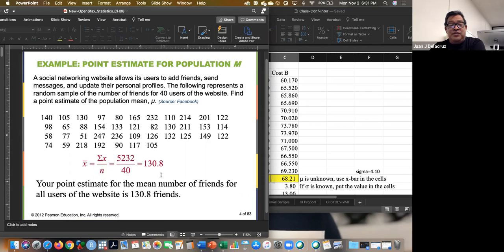So your point estimate for the mean number of friends for all users of the website is 130.8, right? So if somebody asks you how many friends on average do you think a person has on Facebook? You might say, well, according to this sample, I guess it's 130.8. So we might find that this is a value. But the question is, are you sure? So if we draw another sample, very likely this is not going to be 130.8. It might be 131, 133, 128. So we don't know. So this is for sure our best shot, right?